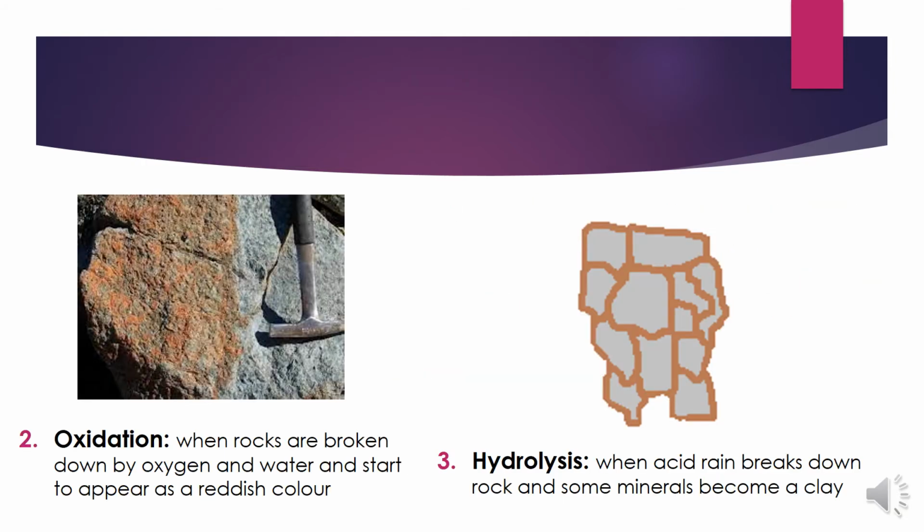The second type of chemical weathering is oxidation. This is when there is a reaction between water and oxygen, and the rock begins to change to a reddy, rusty colour. And the final type of chemical weathering you need to know about is hydrolysis. This again involves acid rain, but the rock breaks down to form a clay-like substance.